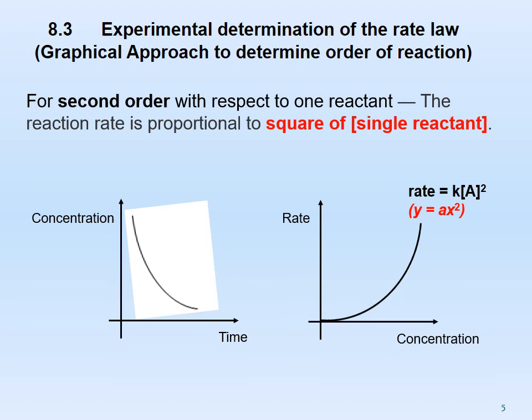The concentration against time graph is a curve whose slope starts off as steep. Reactant A is consumed rapidly, so its negative slope is steeper than that of a first-order reactant.